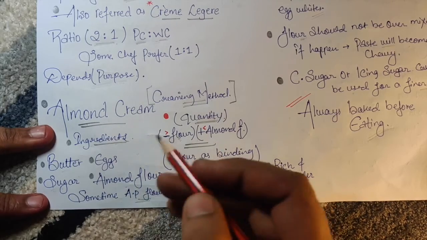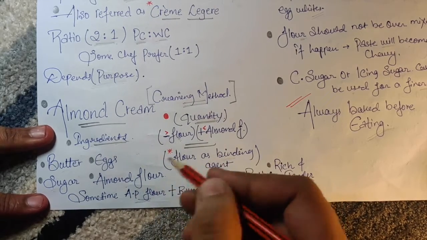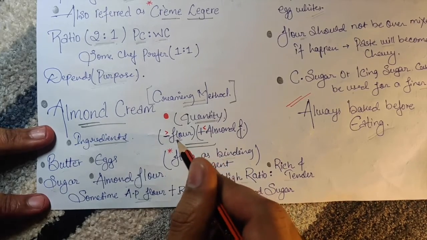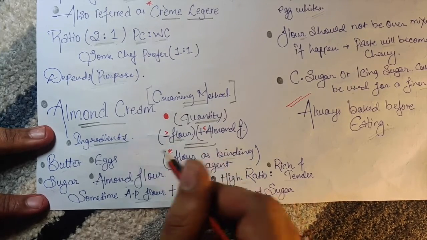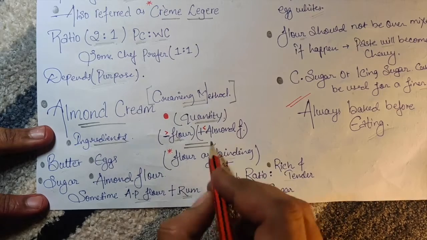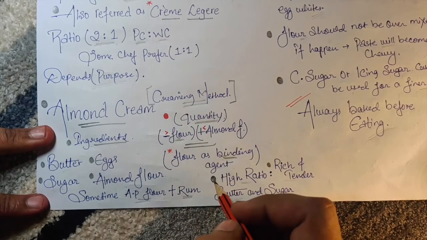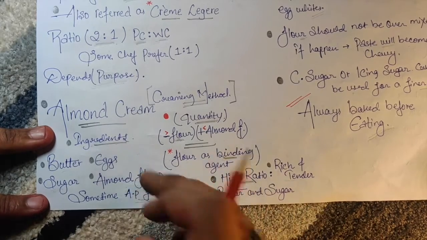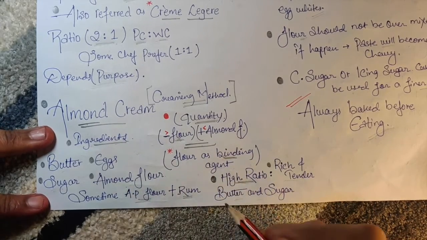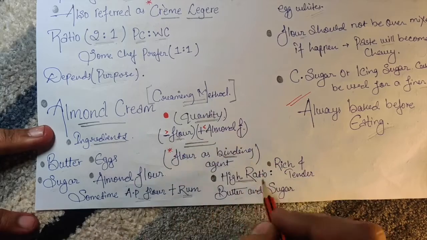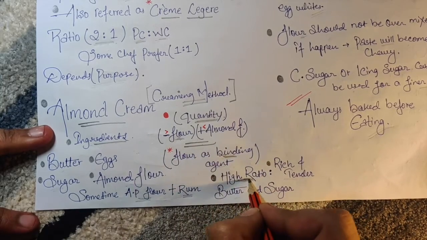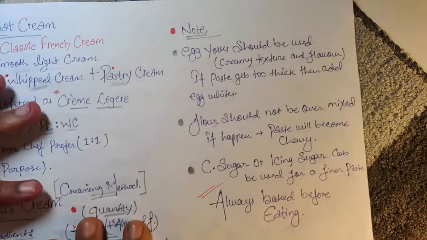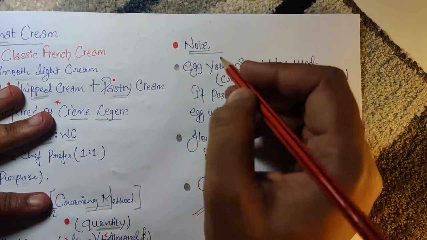Clear with this? At least you should understand that there is a possibility of adding refined flour also for a good thickening, or you can say a little bit of body, to give body to the almond cream. Clear? So it's basically more of a binding agent, right? High ratio. Almond cream actually has more butter and sugar. This is a high ratio of butter and sugar because it's very rich and tender. Here we go. Let's figure out the notes.